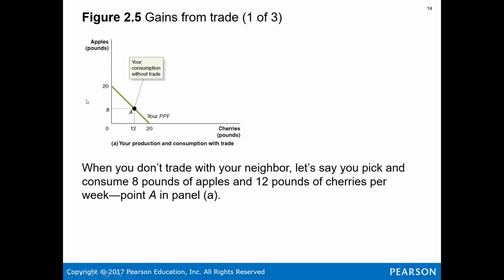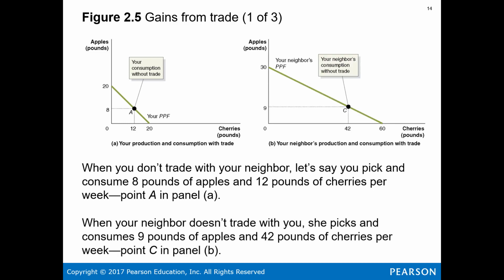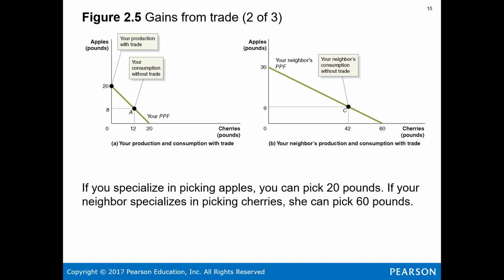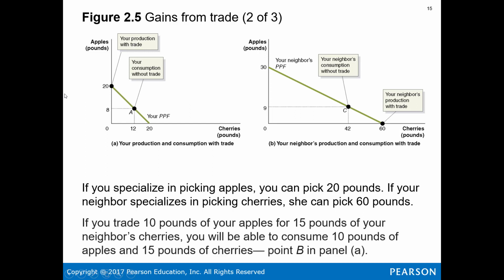Let's see how. So, your consumption without trade. Without trade, you could get 8 pounds of apples and 12 pounds of cherries. Point A. Your neighbor, without trade, could get 9 pounds of apples and 42 pounds of cherries. Point C. Now, if you specialize, you could get 20 pounds of apples and your neighbor could pick 60 pounds of cherries. Then if you trade, you can obtain point B.